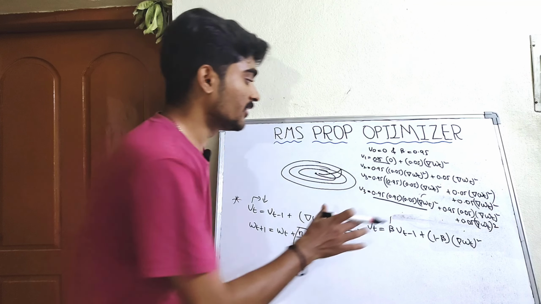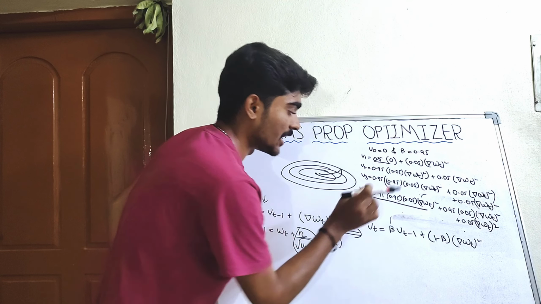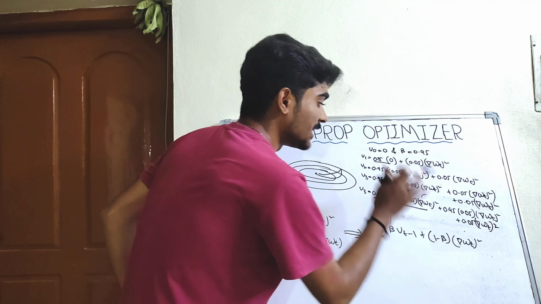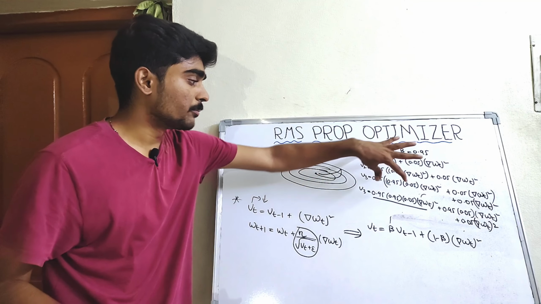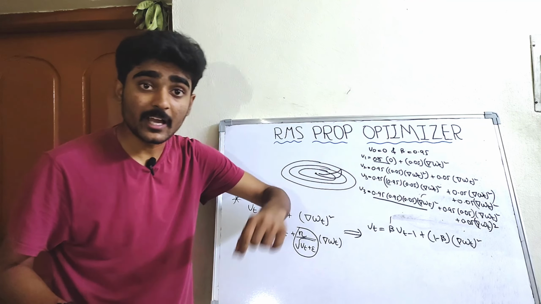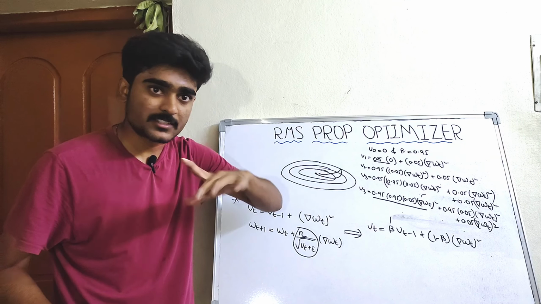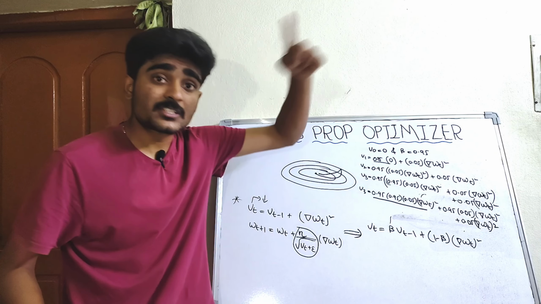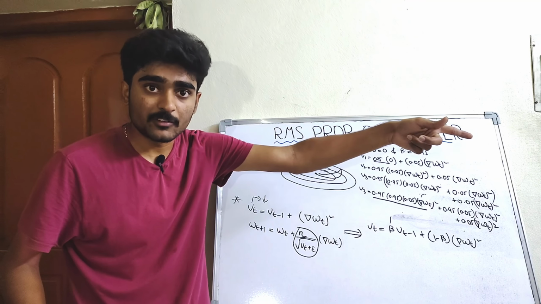Okay, but these numerical values are the importance, the amount of importance that is given to this delta Wt at the third epoch. You're understanding, right? This is the importance given at the third epoch to the very first gradient value.